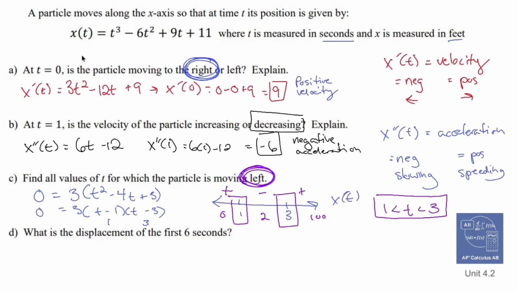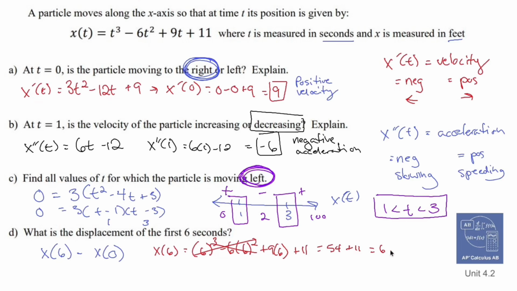How do I find displacement? Well, my original position function is x of t. So my displacement is found by taking where you are now, 6 seconds, and subtracting where you were at the beginning. So I need to find x of 6, and I need to find x of 0. x of 6 is going to be 6 cubed minus 6 times 6 squared plus 9 times 6 plus 11. This is actually super convenient because 6 cubed minus 6 times 6 squared cancels out, and you become 54 plus 11, which is 65.